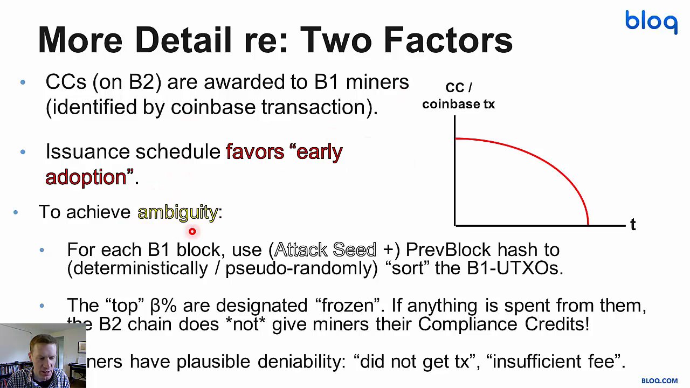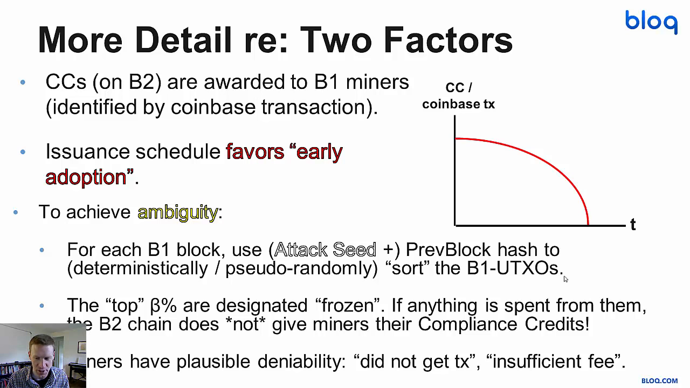But how do we achieve ambiguity? Well, first of all, ignore this temporarily. If you're watching this presentation for the second time, you'll know what this means, but just ignore it for now. To achieve ambiguity, for every block in B1, we're going to use the hash to get some kind of random sorting of the UTXO set on B1. So everyone in Bitcoin has like a checking account, and we're going to put all the checking accounts in a deck, and we are going to shuffle the deck, and then we're going to draw out the top beta percent frozen. So maybe we'll shuffle the deck and we'll draw out the top 10%. We're going to draw out these checking accounts, and they're going to be designated as frozen accounts.